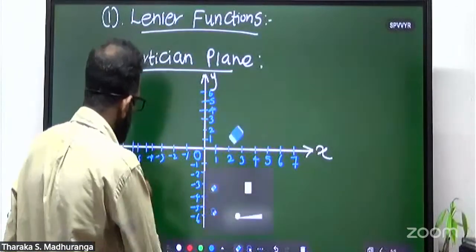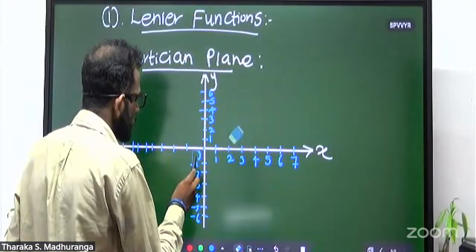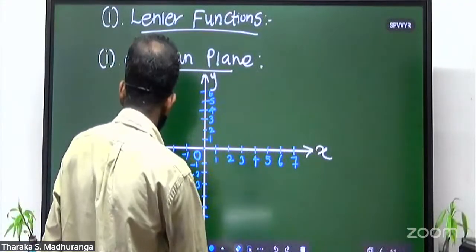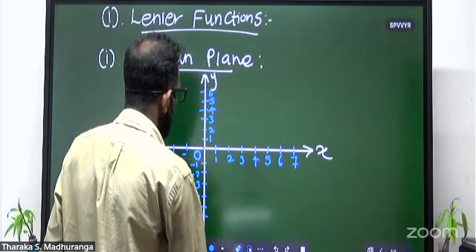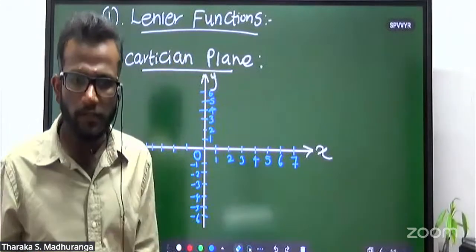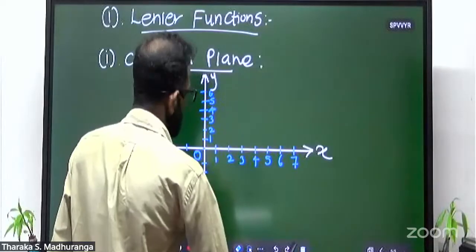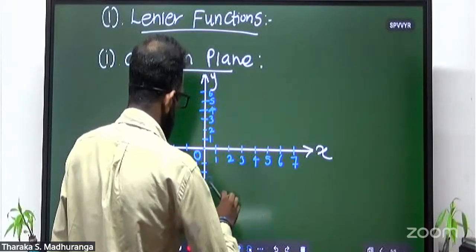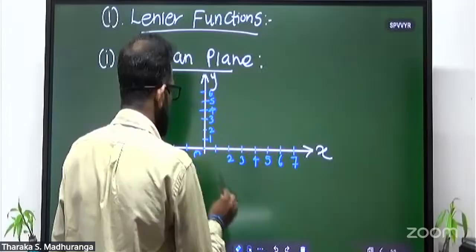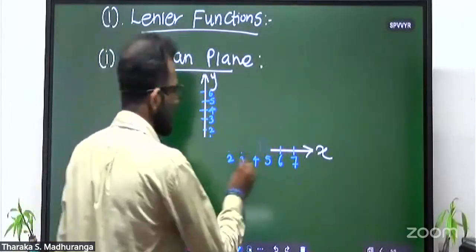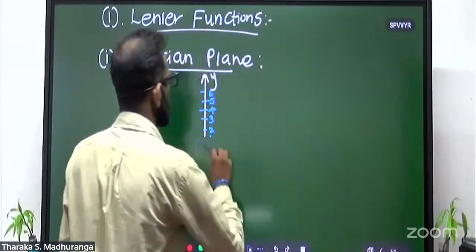Okay, now I will take it. Wait. Can you see these values? You can't? Wait, I will take it here. For the other explanations, we need a clear Cartesian plane.